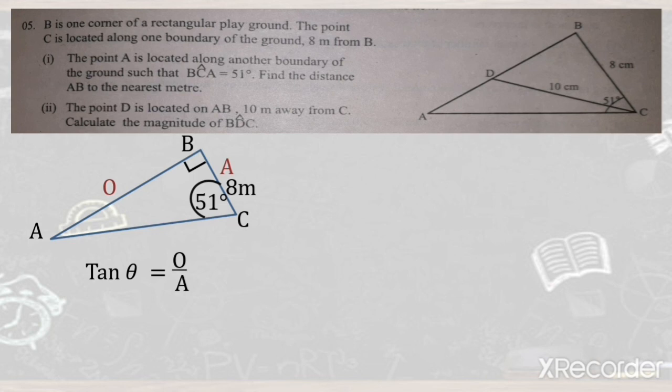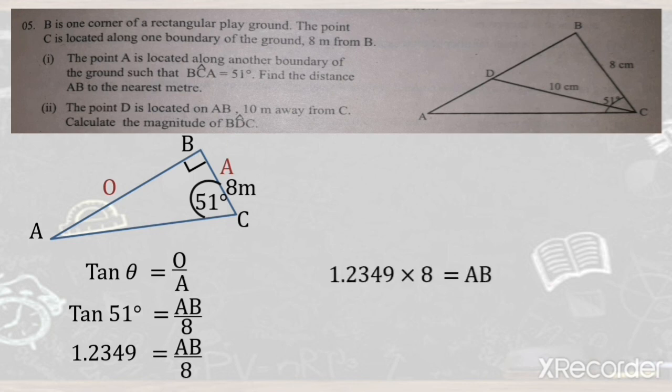Now we have to substitute the values. Tan 51 equals opposite as AB and adjacent as 8. Thereafter you can check the tangents table and find the value, and by making AB the subject you can find the answer for AB to the nearest meter as 10 meters. So it is very easy if you follow the steps.